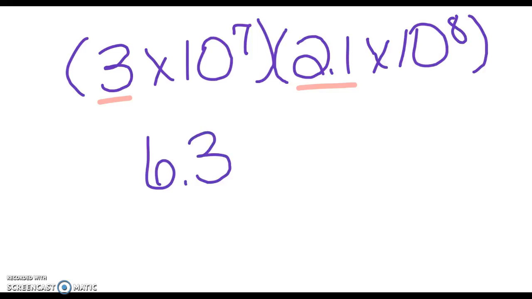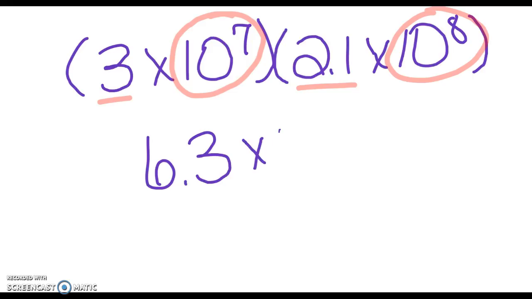And we should know from exponent rules that when I'm multiplying a base with an exponent times the same base with a different exponent, I just add the exponents. The base stays the same. So those 10s turn into times 10 to the 15th. And there's our answer, which is a very large number.